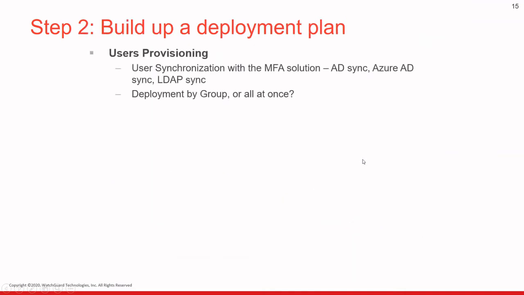Second step here, after finding out exactly what the applications are and whether they support SAML or not, we're going to continue with user provisioning. We have to think about that. Are we going to use 1Password? Are they only in the cloud? Are we going to synchronize with Active Directory? Where is the Active Directory? What about the deployment? Is it going to be by group or all at once?